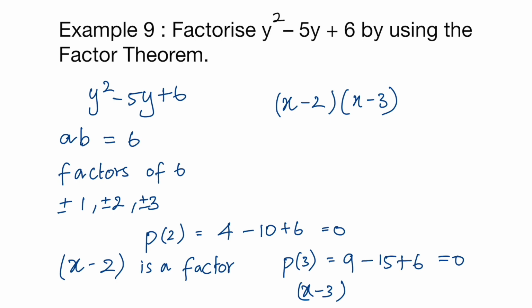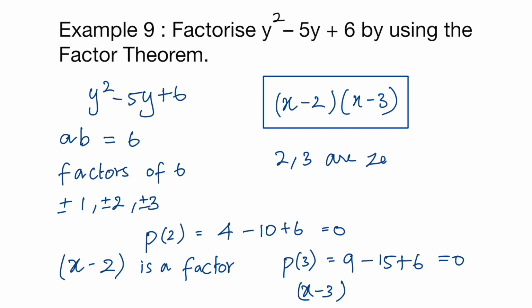Because this is a quadratic polynomial, it can have only two zeros, and 2 and 3 are zeros. 2 and 3 are zeros of P of x. So x minus 2 and x minus 3 are the factors. So x minus 2 into x minus 3 is going to be the factorized form of this polynomial. So that is all. This is very simple. It's not complicated at all. So hope you understood this.